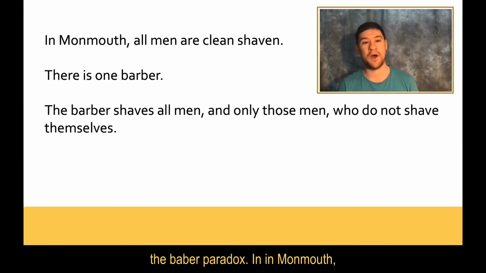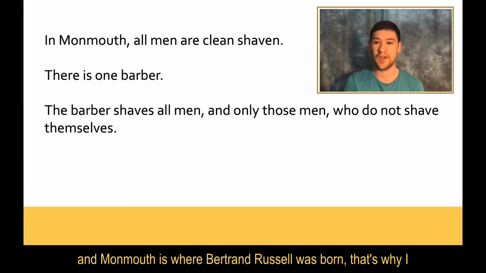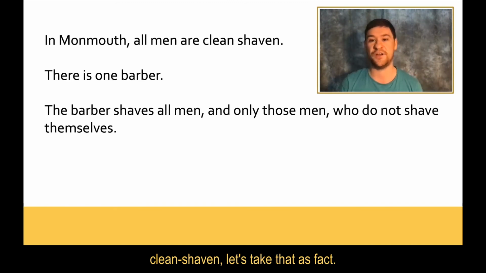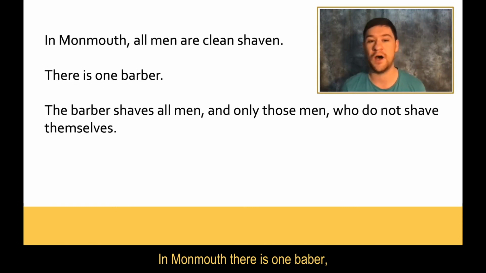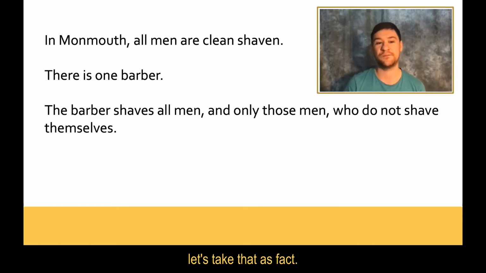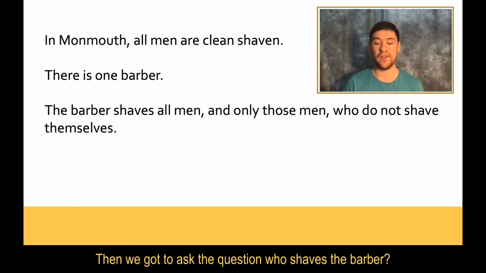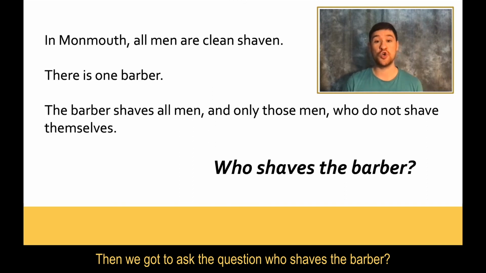So here's the Barber paradox. In Monmouth, and Monmouth is where Bertrand Russell was born, that's why I chose Monmouth, all men are clean shaven. Let's take that as fact. In Monmouth, there is one barber. Let's take that as fact. The barber shaves all men and only those men who do not shave themselves. And then we have to ask the question, who shaves the barber?